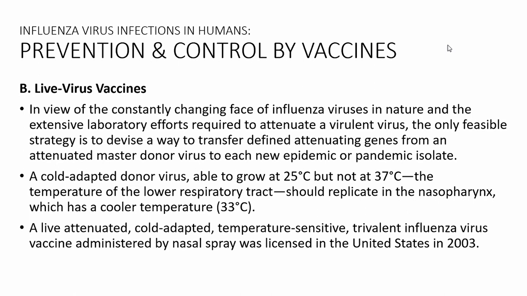A cold-adapted donor virus that is able to grow at 25 degrees Celsius but not at 37, the temperature of the lower respiratory tract, should replicate in the nasopharynx, which is a cooler temperature. A live attenuated, cold-adapted, temperature-sensitive, trivalent influenza virus vaccine administered by nasal spray was licensed in the US in 2003. It was the first live virus influenza vaccine approved in the United States, and it is also the first nasally administered vaccine.